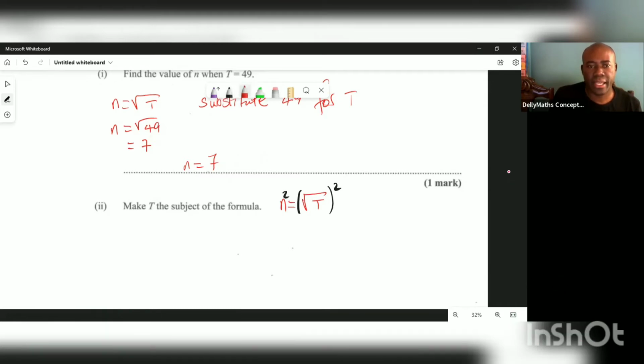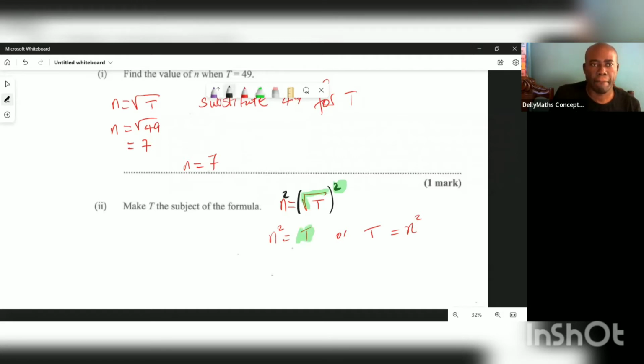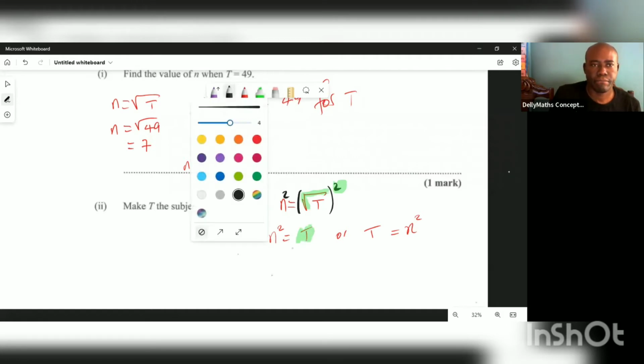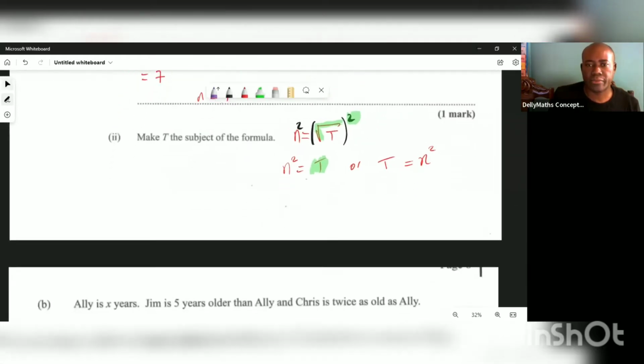So definitely, n squared is equal to t, or you could say t is equal to n squared. As you can see, whenever you take the square and the root, they cancel themselves out, hence leaving the t right there. All right, let's go to the next question.